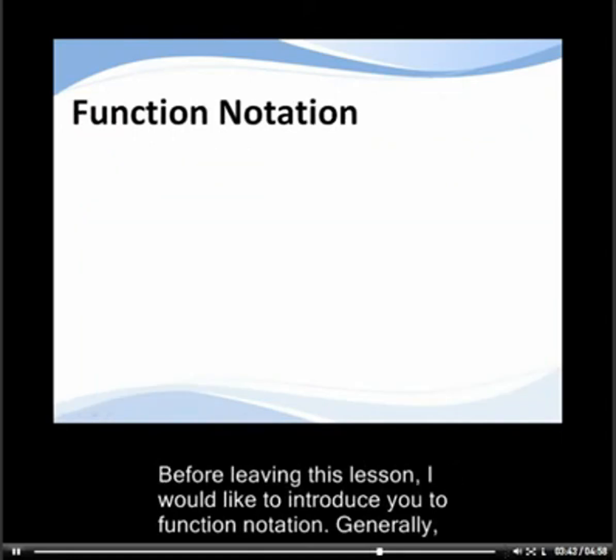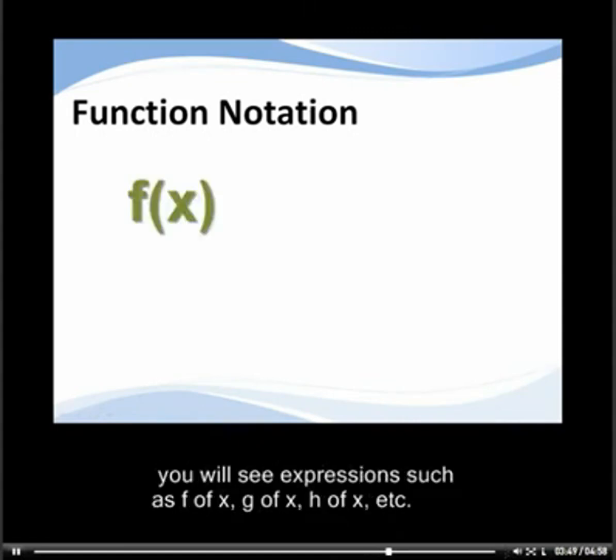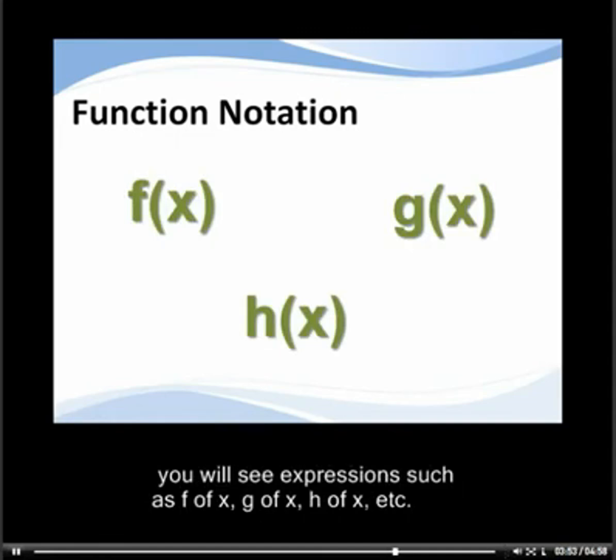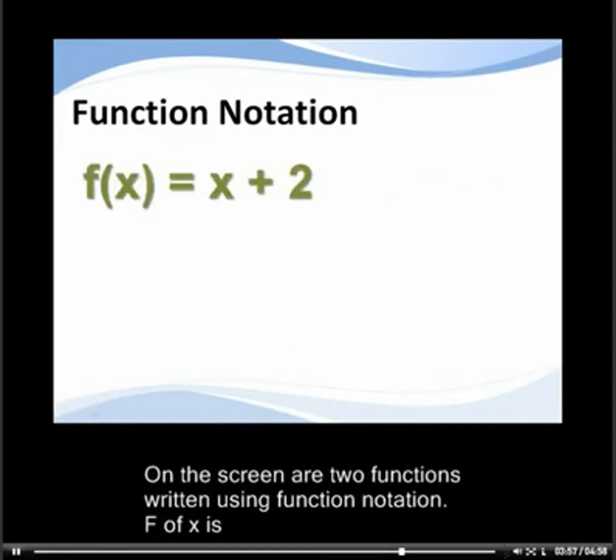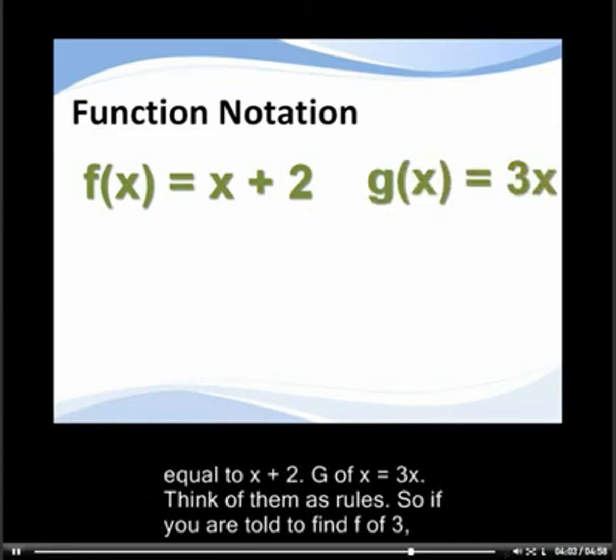Before leaving this lesson, I would like to introduce you to function notation. Generally, you will see expressions such as f of x, g of x, h of x, etc. On the screen are 2 functions written using function notation. F of x is equal to x plus 2, g of x is equal to 3x. Think of them as rules.